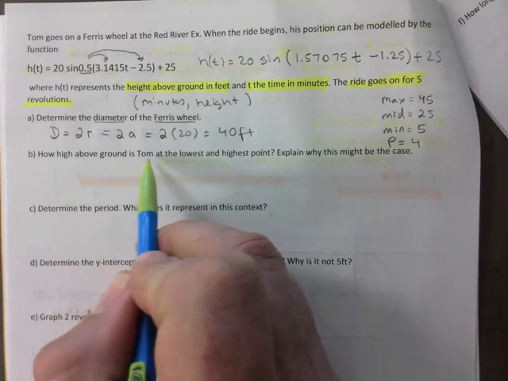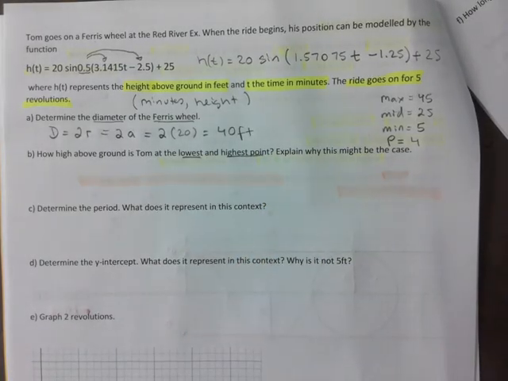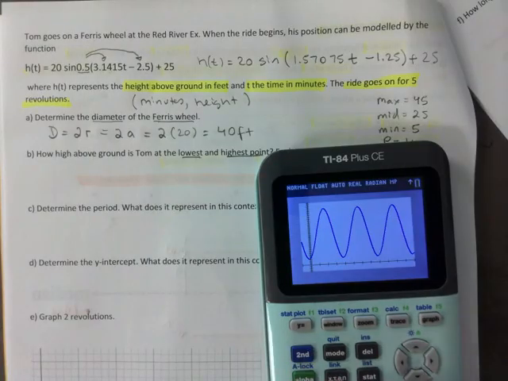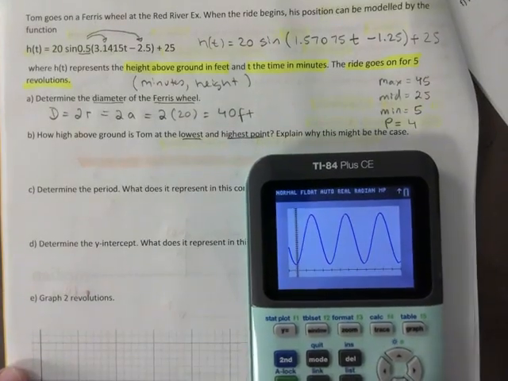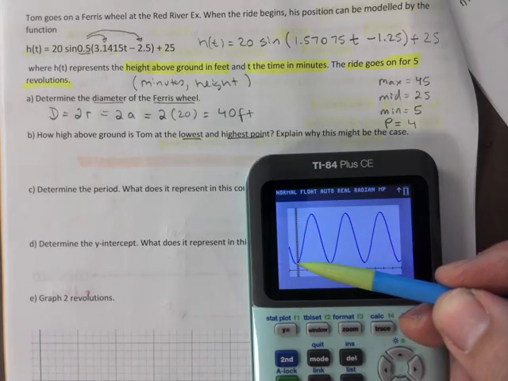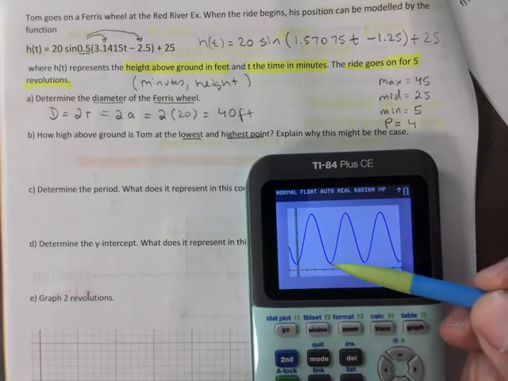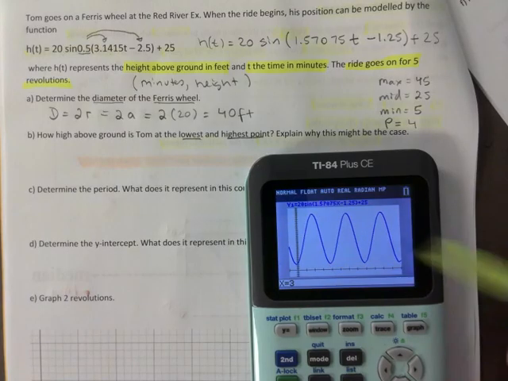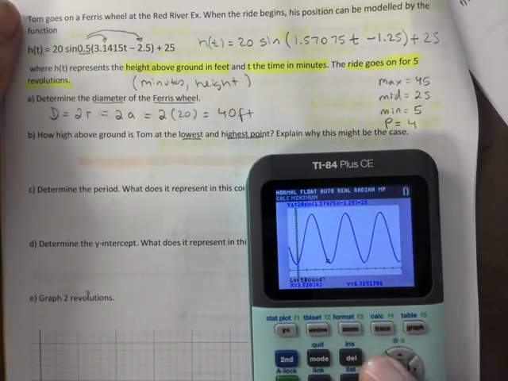How high above the ground is Tom at the lowest and the highest points? Explain why this might be the case. So let's go ahead and find that. Where is the lowest point here? Can I use this one here? I don't think so, because it seems like the lowest point is a little bit on the left of the starting point. Time starts at 0. So I'm going to find this here. Second trace, min. Sorry. Come on. Second trace, min.